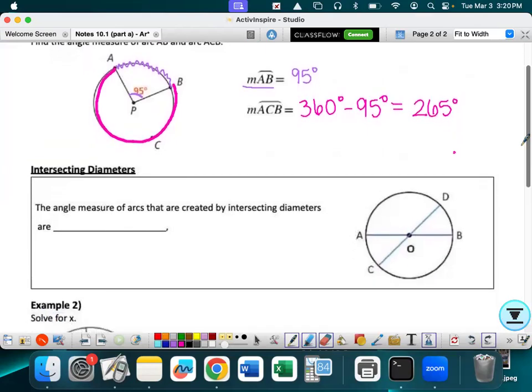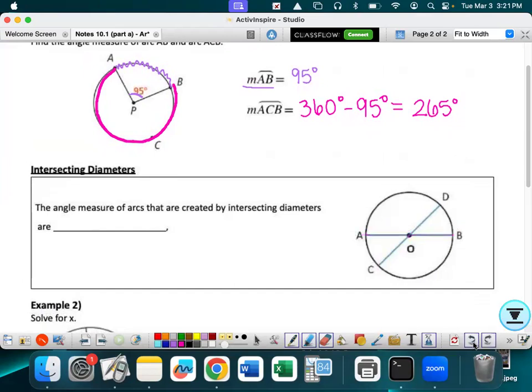Moving on to intersecting diameters. So remember, a diameter is a line that goes through the center of the circle and goes all the way across from either side. So if you notice this line AB here, it goes through the center of the circle and it also goes all the way to either side. So it's double your radius.